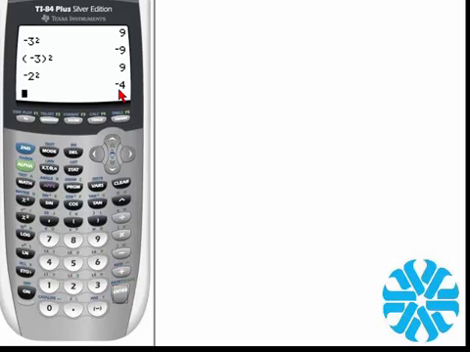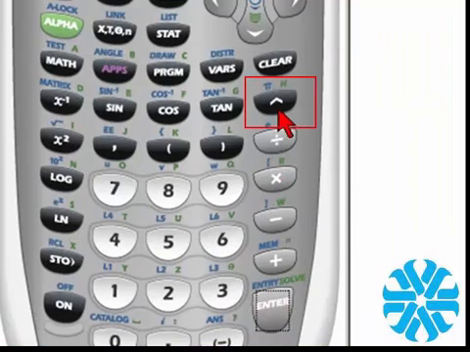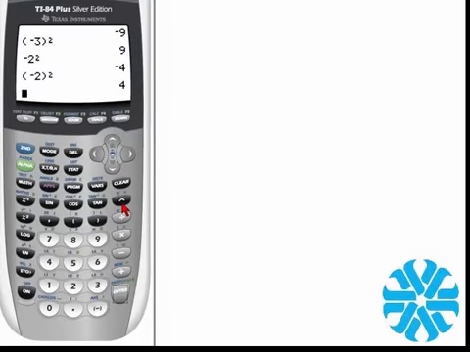If we wanted to compute -2 squared, then we would need to put -2 in parentheses, use the squared key, and that will give us 4. Now, if you want to raise a value to an exponent other than 2, then you will use the power button right here. Okay, let's go ahead and clear the screen now, and then we will continue with our next example.